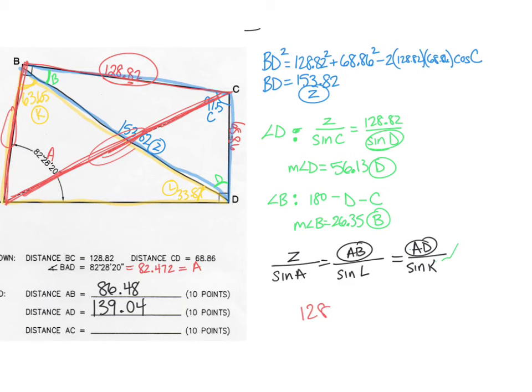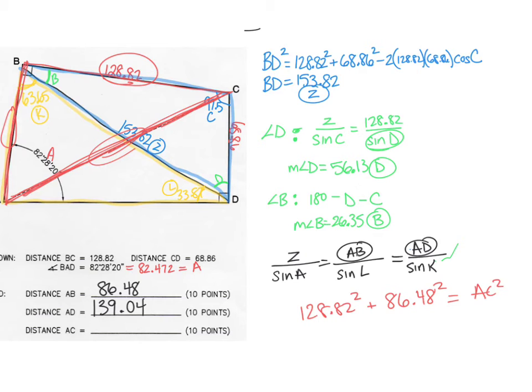So I have the 128.82 squared plus the AB, which I did not store, so I'll have to go grab the 86.48 number squared equals what I'm looking for, which is AC squared. All right, here I go, 128.82 squared. I'm going to add, go up and grab the 86 number and square it.